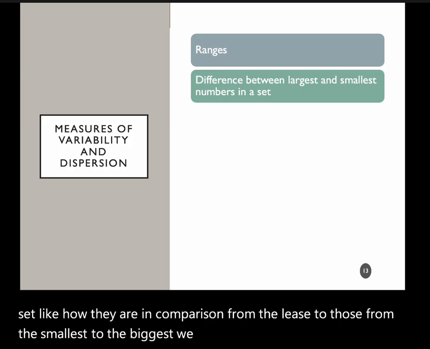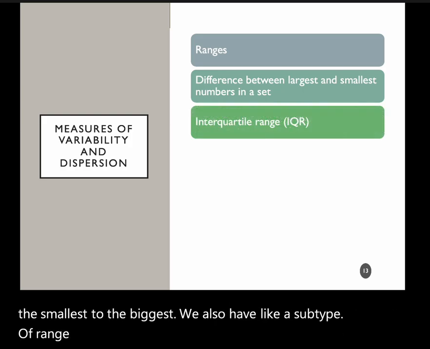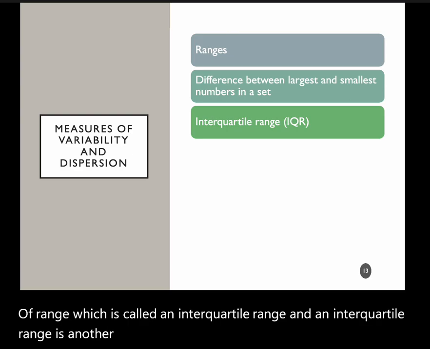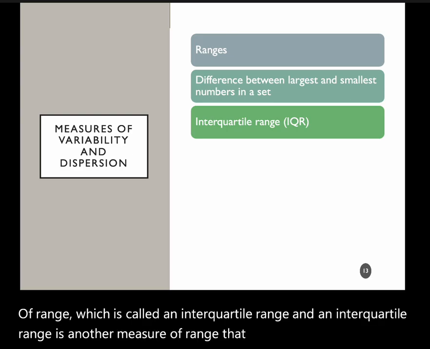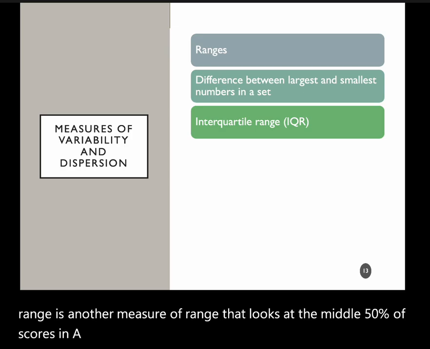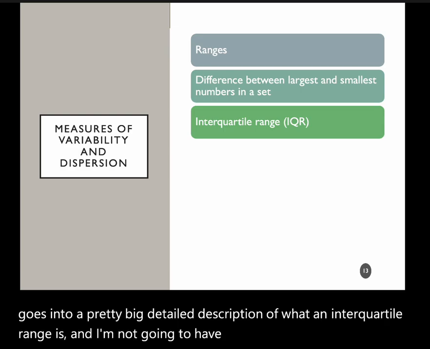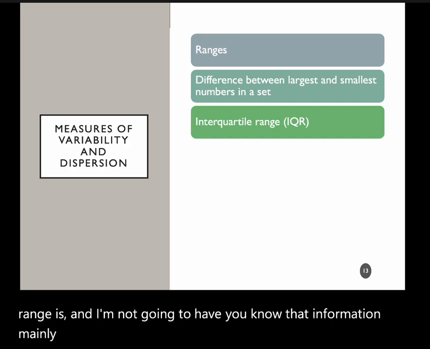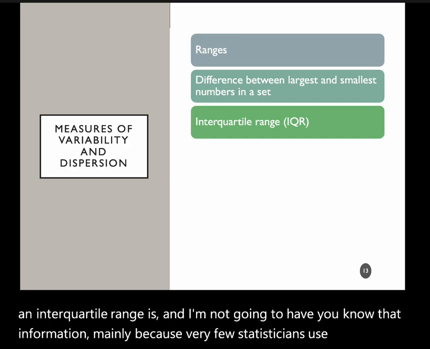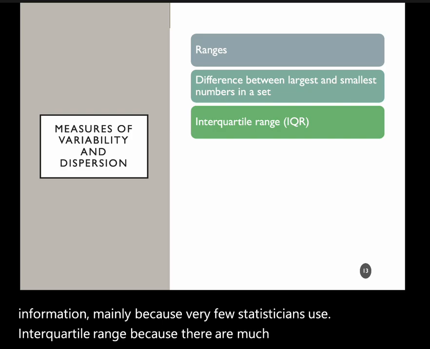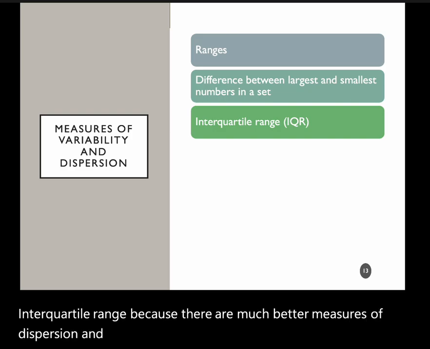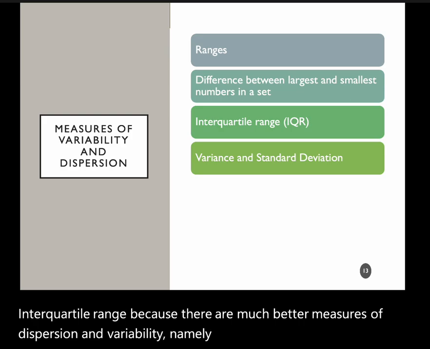We also have a subtype of range, which is called an interquartile range. An interquartile range is another measure of range that looks at the middle 50% of scores in a data set on a variable. I know that our textbook goes into a pretty detailed description of what an interquartile range is, and I'm not going to have you know that information, mainly because very few statisticians use interquartile range, because there are much better measures of dispersion and variability, namely variance and standard deviation.